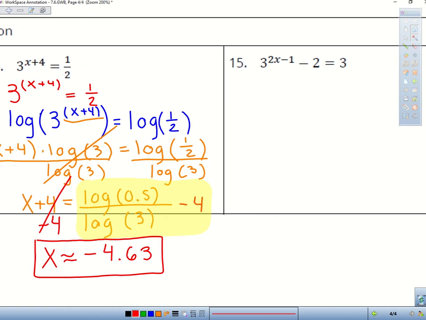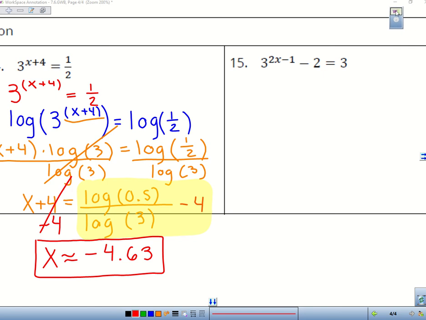Okay. Alright, last problem we're going to do today is number 15. I need to get this term by itself, so what's my first step going to be to do that? Add the 2 over to get the 3 to the power by itself. And notice that I immediately put my exponent in parentheses, okay?